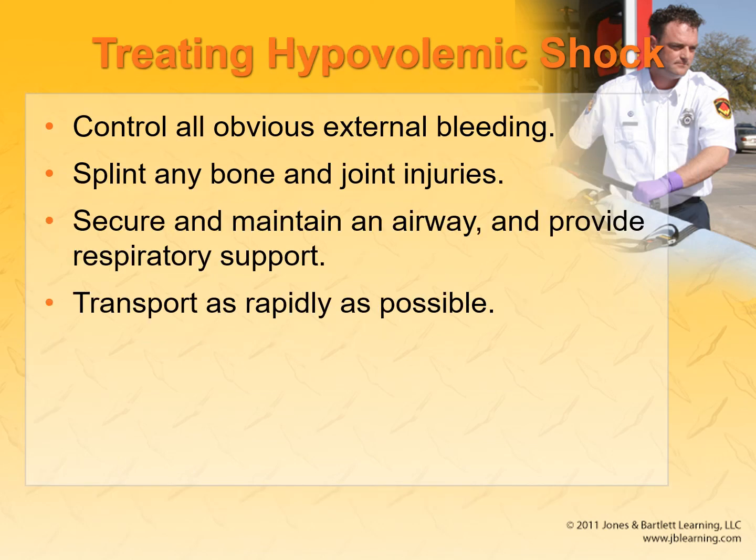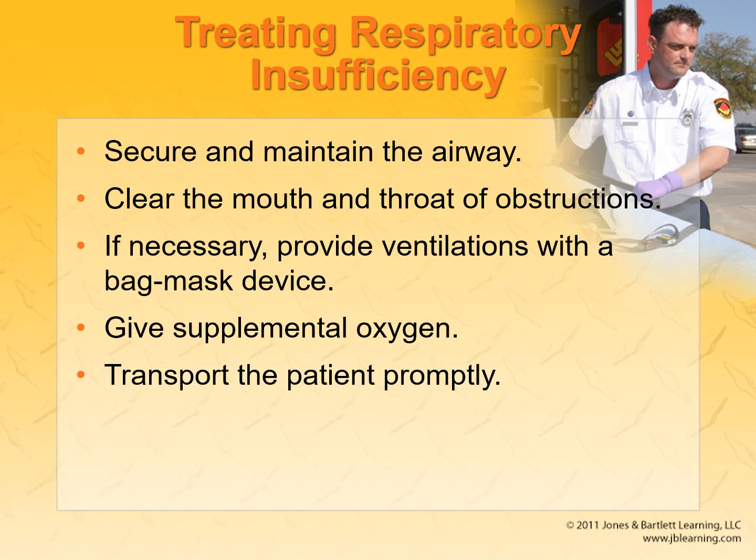All right, hypovolemic shock. The number one thing we can do here is control external bleeding. So that's tourniquets, pressure bandages, all that stuff. Splint any bone and joint injuries, so that can help reduce some pain and reduce the potential for further damage. If you've got a wrist that's been broken and it's flopping around, you can have some damage with that. But if you splint it, you're going to reduce that damage. Maintain the airway and take them to the hospital as quick as possible.